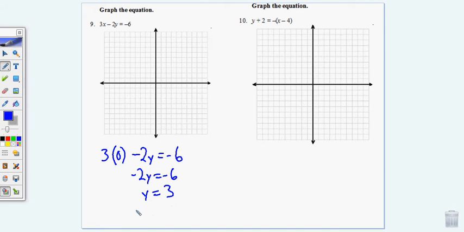So this is kind of telling us a coordinate point. This is like if you had a table, this would be like saying that if my input was 0, my output was 3. So there's a coordinate point, 0, 3, which would be right here.